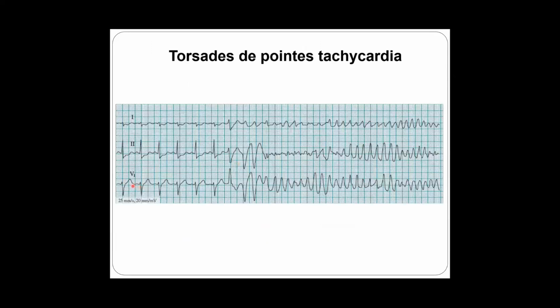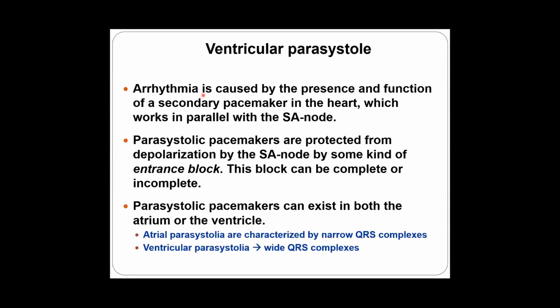As you see here, we have a normal rhythm. After that we have some ventricular couplets, and after that it looks like a flutter or something. However, the amplitude is changing. It's bigger one, shorter one, bigger one, shorter one. This is what is called torsades de pointes tachycardia.